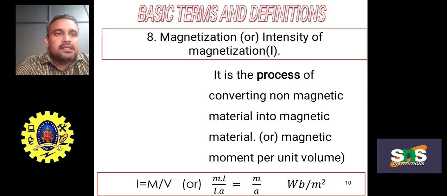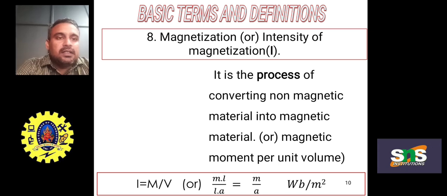Then magnetization, or intensity of magnetization. It is the process of converting a non-magnet to a magnetic material. The symbol used for intensity of magnetization is I. So I equals magnetic moment per unit volume. So first of all, we know about the magnetic field, the magnetic lines and the magnetic lines of force. Then now magnetization, then intensity of magnetization.